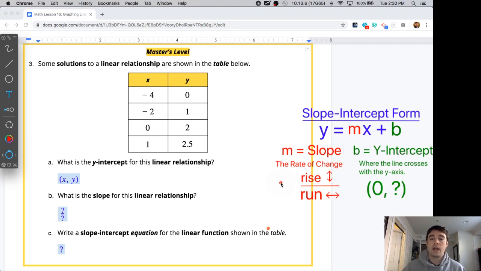They ask for the y-intercept, and as you recall, on the graph we were looking for where the line crosses the y-axis. In the equation, the y-intercept represented the b. It was always the number all by itself in this y equals mx plus b form. And you'll also recall we kept saying the y-intercept is always the value for y. What value does y take when x is equal to 0?